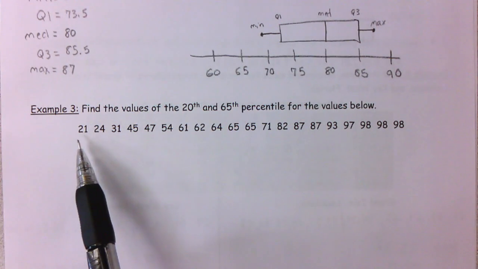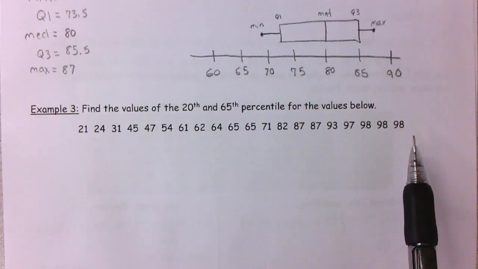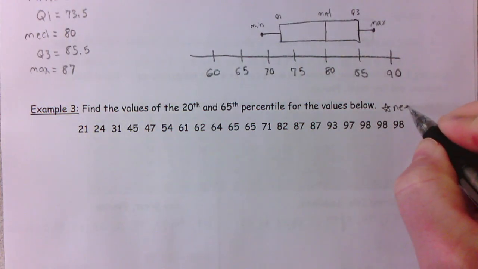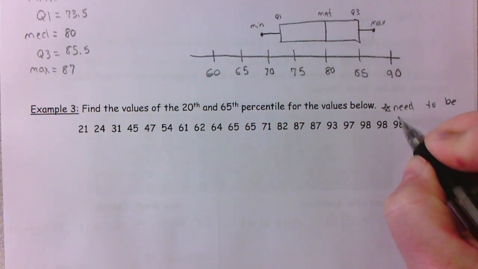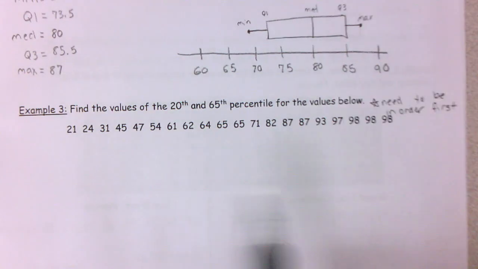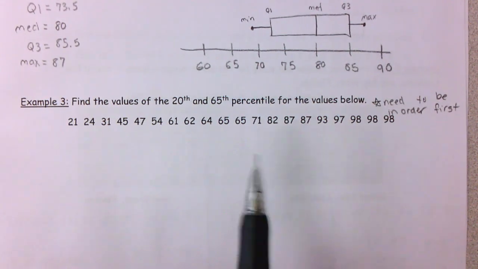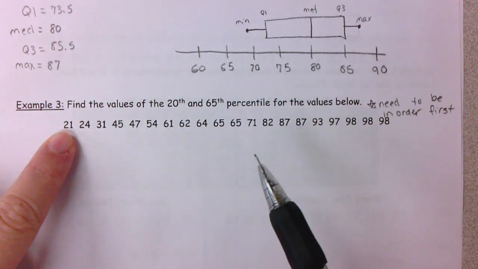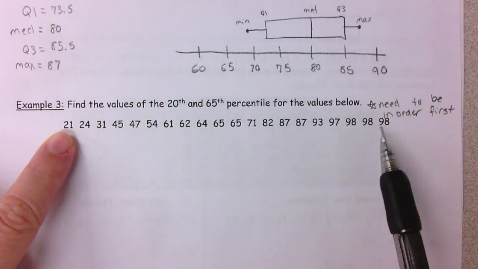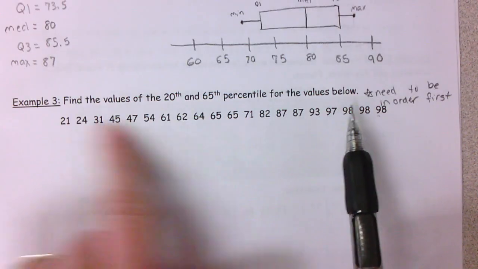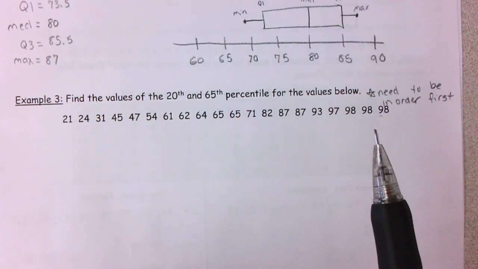Okay, so we'll start. Here is a list of data. So you'll need to order these. So maybe make a note, need to be in order first. Okay, so I already have these in order for you, but on the homework, you'll need to make sure that you put the numbers in order before you can find the 20th and the 65th percentile. Because this is like the lowest, think of them as grades. This would be the highest grade. And we need them in order because at some point, if I cut it in half, this would be the top 50%, this would be the lowest 50%, so I need to have those numbers in order.